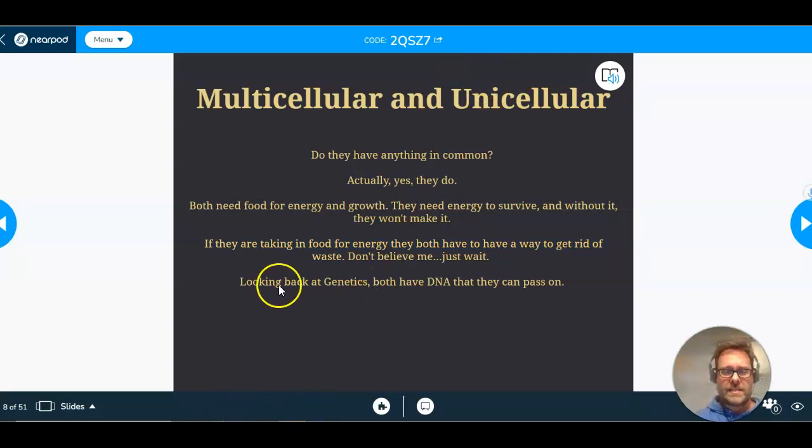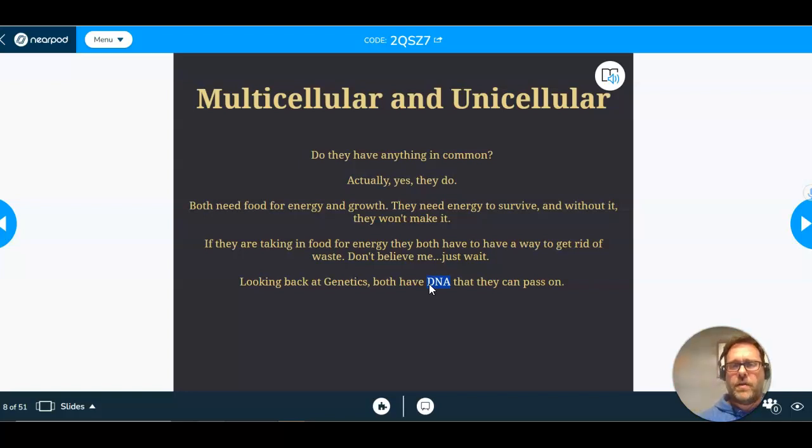And this says looking back at genetics. We're going to look forward to genetics, because we haven't taught that unit yet. But when you're looking at genetics, both multicellular and unicellular organisms have DNA, the thing that holds all of it. It's kind of like the building blocks of life that they are able to pass on to their offspring.